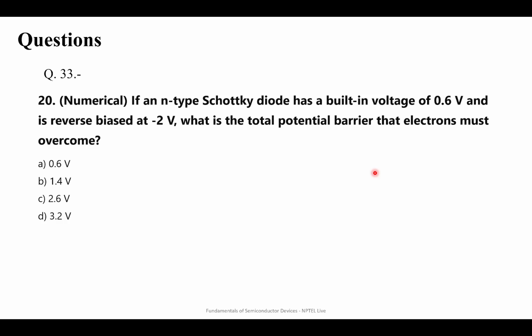So this is a very simple numerical. If an N-type Schottky diode has a built-in voltage of 0.6 volts and is reverse biased at -2 volts, what is the total potential barrier that electrons must overcome? 0.6 volts, 1.6 volts, 2.6 volts, 3.2 volts.